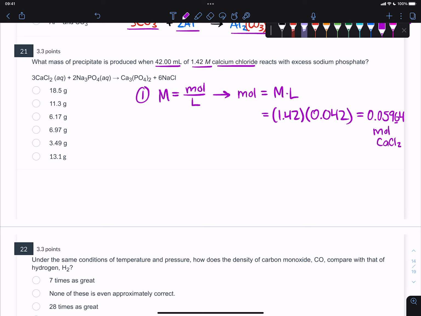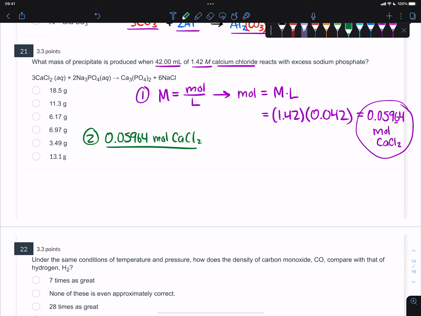All right, now that you have your moles of calcium chloride, which is important, then you got to do stoichiometry with it. So step 2, we're going to take our 0.05964 moles of CaCl2, and luckily we are given a balanced equation, so that's good. And we're going to turn our moles of CaCl2 into moles of what we care about. Now we're looking at this and we're like, which one's the precipitate? From experience, you might recognize this. NaCl is very soluble. It just makes salt water. But phosphates are not soluble, typically.